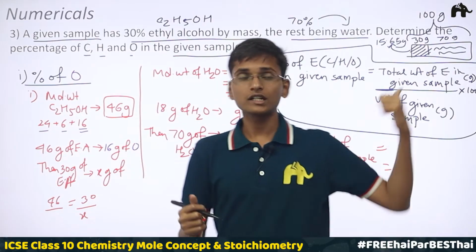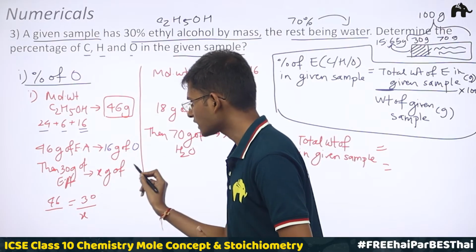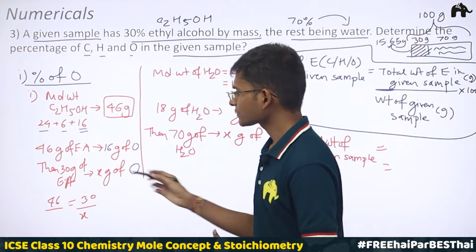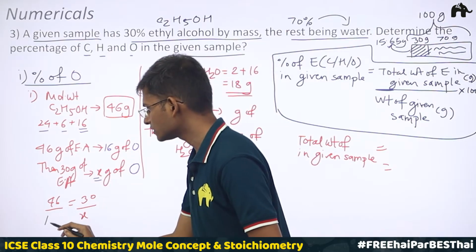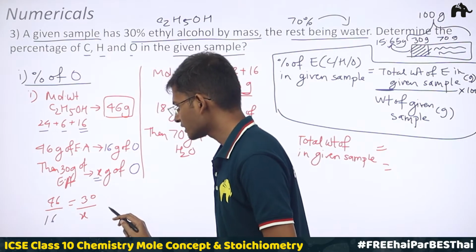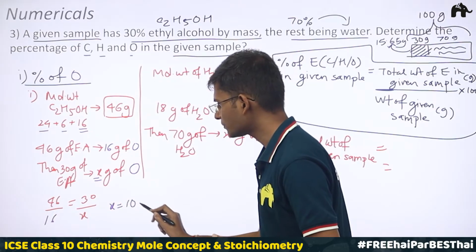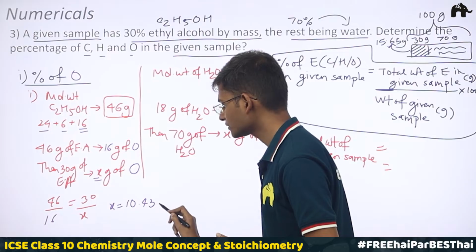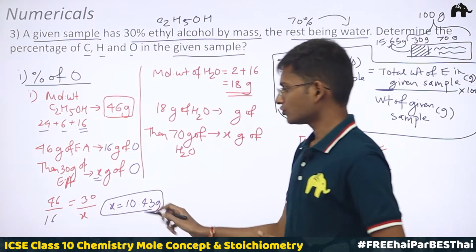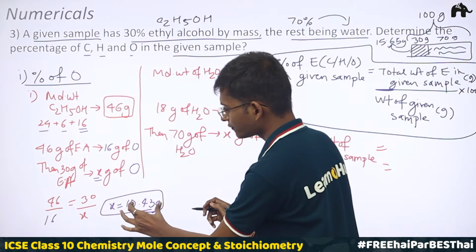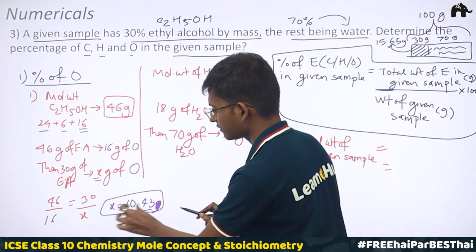Then we have to calculate in 30 grams of ethyl alcohol, how many grams of oxygen are present, right? So 30 grams of ethyl alcohol has x grams of oxygen, correct? Then we have to calculate and find out the value of this x. So 46 by 16 is equal to 30 by x. Then if you solve for the value of x, it would be around 10.43 grams. So this is the value of x.